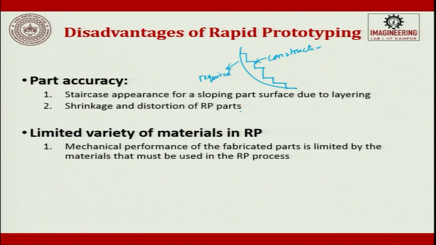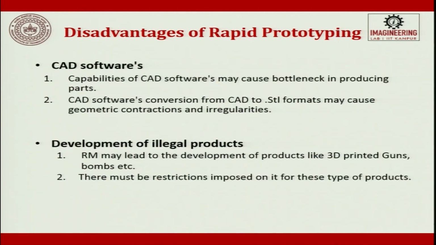Shrinkage and distortion of RP parts are very important. When the product is getting developed, you have a lot of small distortions happening. There is also a limited variety of materials available in rapid manufacturing or rapid prototyping. When we want mechanical parts to be fabricated, it is limited by the material used in the RP process. The CAD software is always a bottleneck. The capability of the CAD software may cause a bottleneck in producing parts.